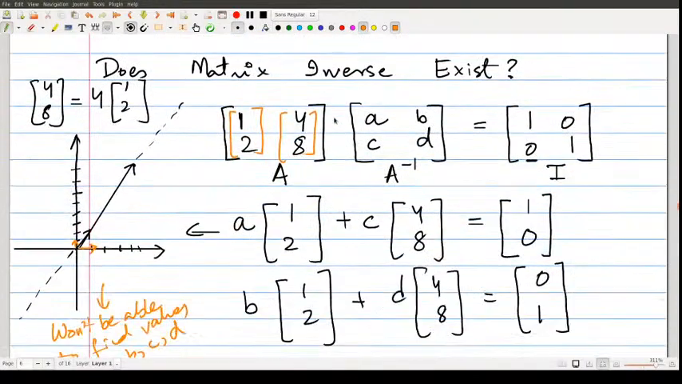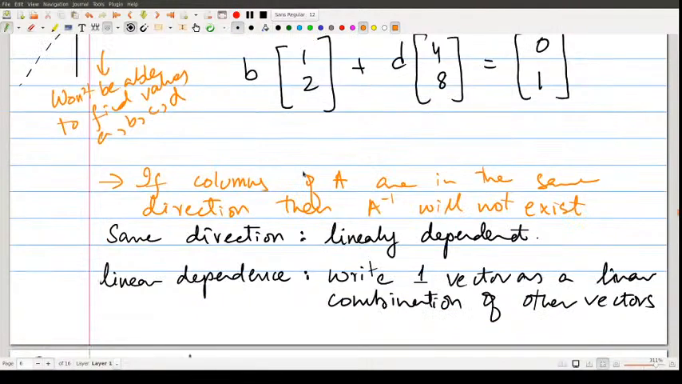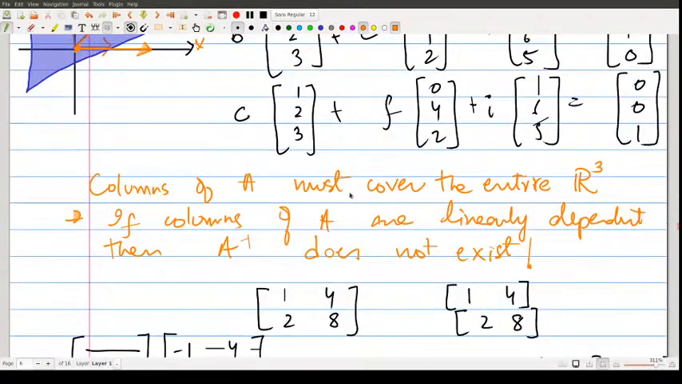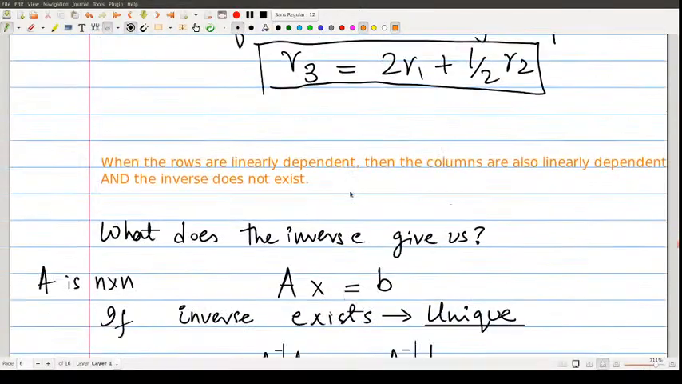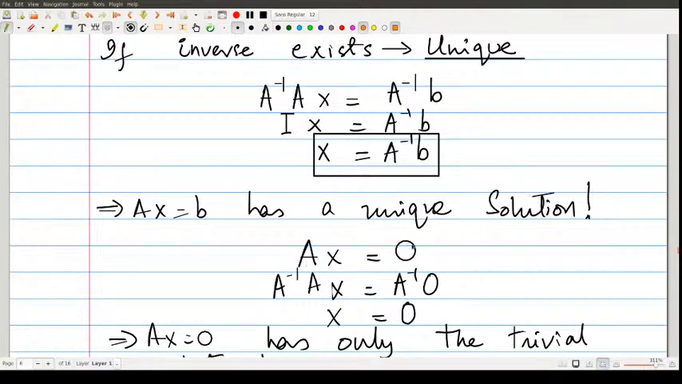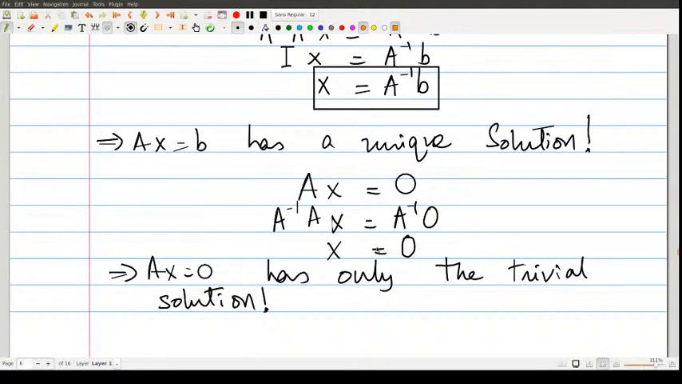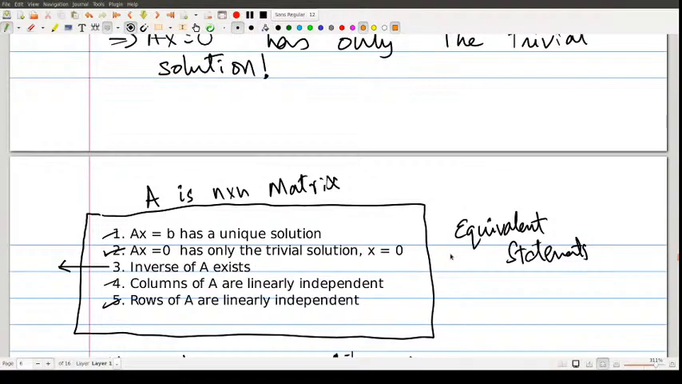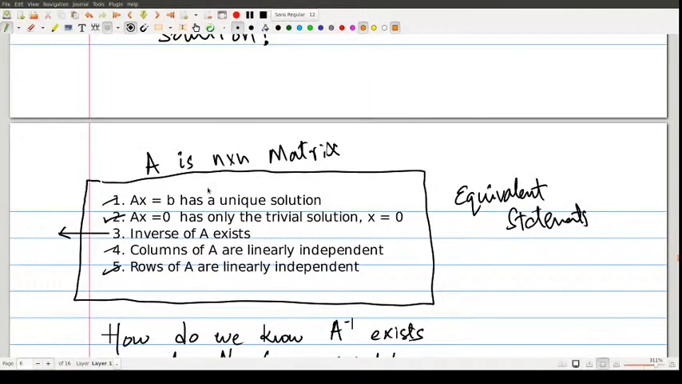We also talked about the inverse existing. We talked about how we can know whether the inverse exists or not, and the important fact is that the columns should be linearly independent. The columns and rows should be linearly independent, because if they're dependent, then the inverse does not exist. We also said that if the inverse exists, Ax equals b will have a unique solution, and Ax equals 0 will also have a unique solution. In particular, this solution will be the trivial solution. So these are equivalent conditions.